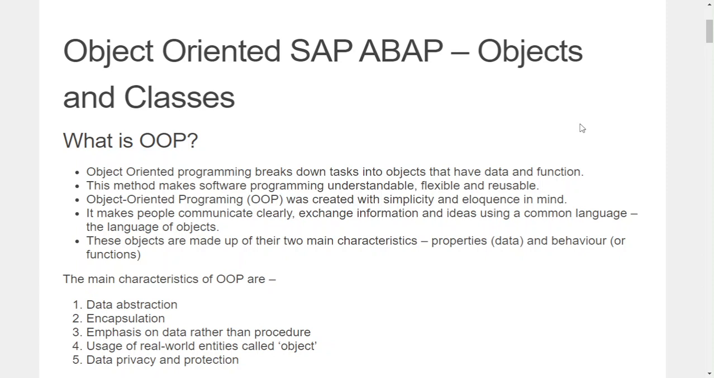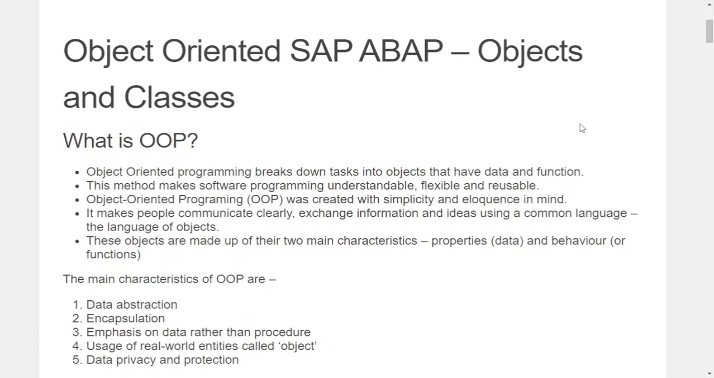Object-oriented programming breaks down tasks into objects that have data and function. Here we can break many tasks into different tasks, and as part of that we can call them anywhere we want in the program. The second point is that this method makes software programming understandable, flexible and reusable. One of the benefits of OOPS is that it gives you flexibility and reusability of the code.